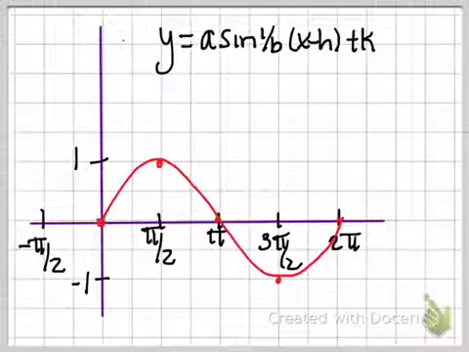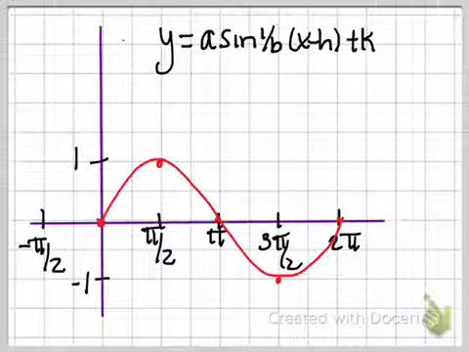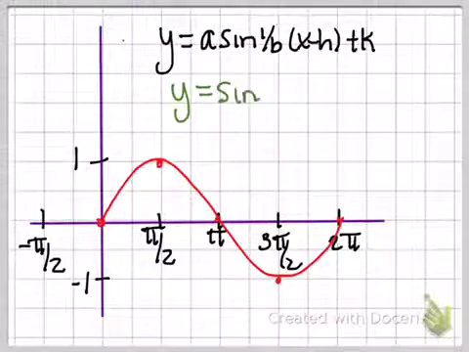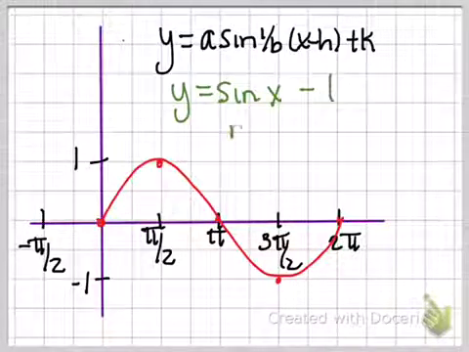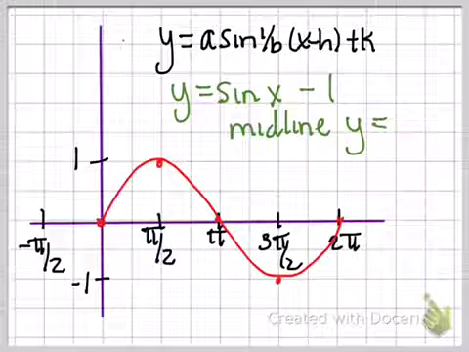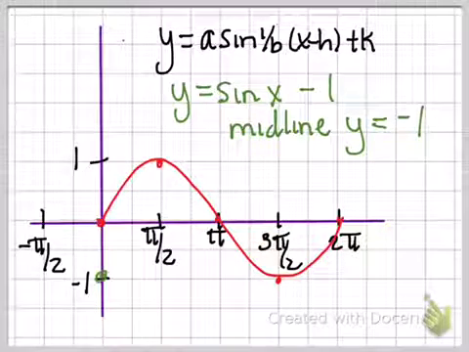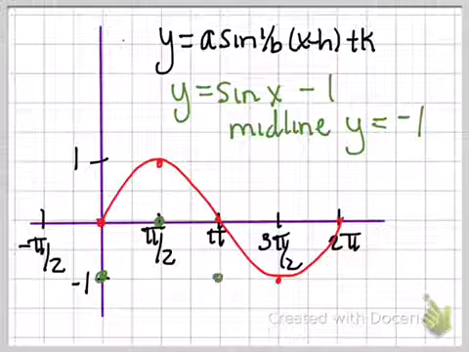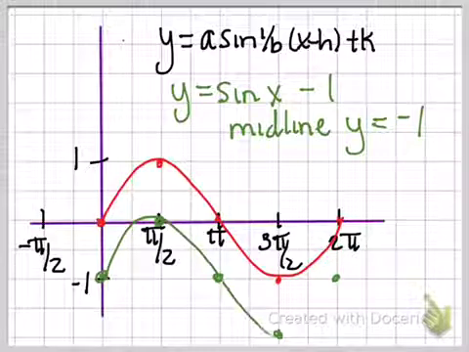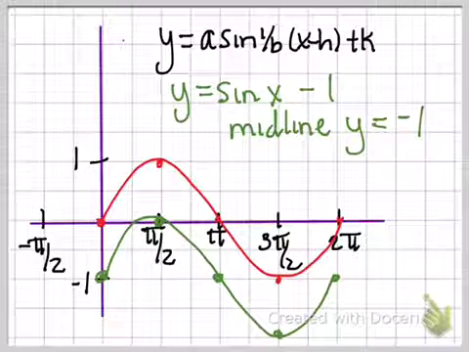Now if we wanted to move the graph down, say to -1, that would make it y equals sine x minus 1. So the midline would be at y equals -1, which moves the graph down 1 unit, like this. And there is our new graph, sine x minus 1.